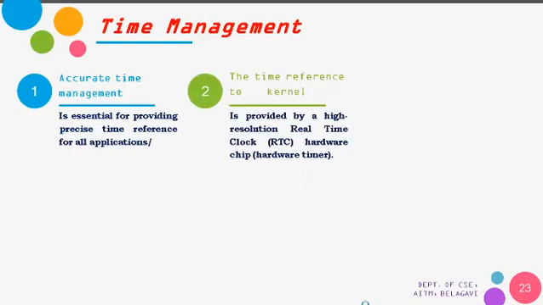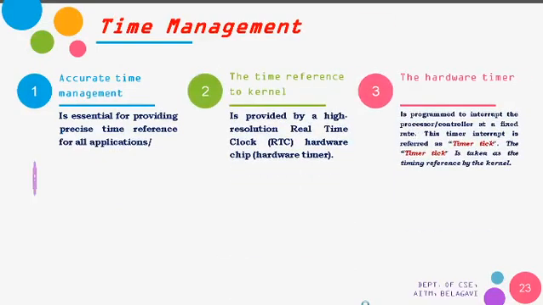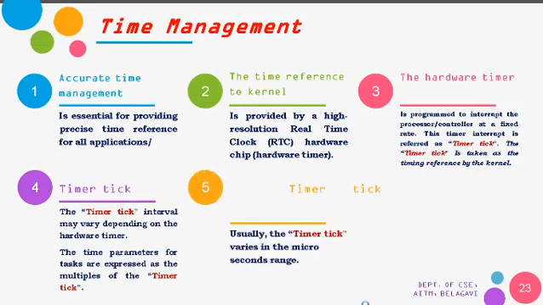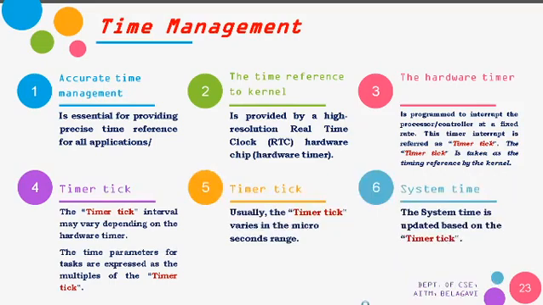Now going to time management. It deals with accurate time management and is essential for providing a precise time reference for all applications. The time reference to the kernel is provided by a high resolution real-time clock hardware chip. The hardware timer is programmed to interrupt the processor or controller at a fixed rate. This timer interrupt is referred to as a timer tick. The timer tick is taken as the timing reference by the kernel.